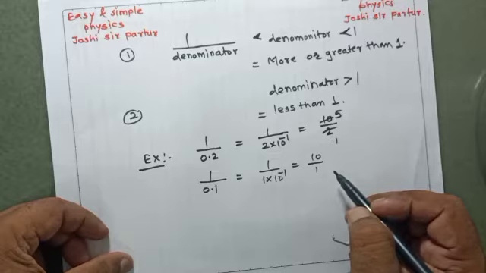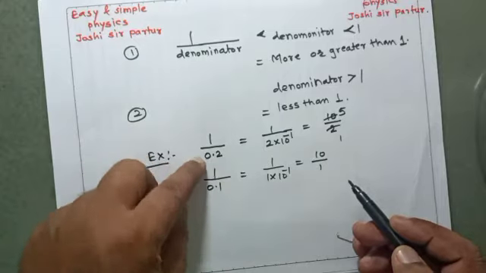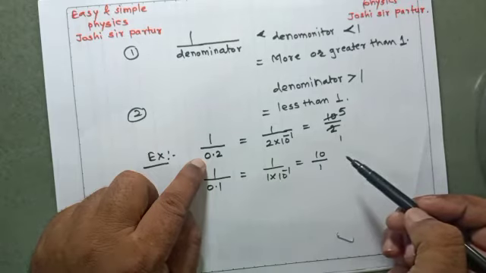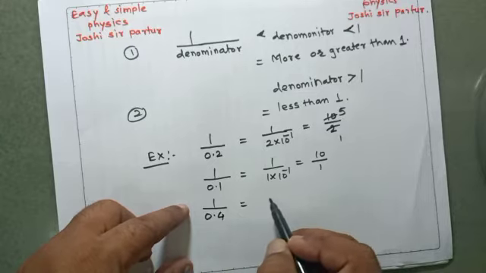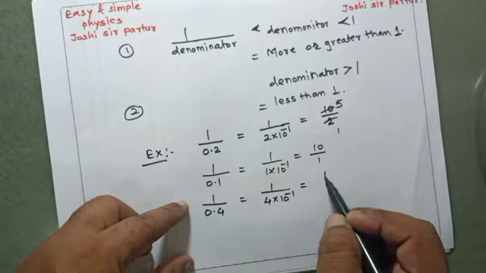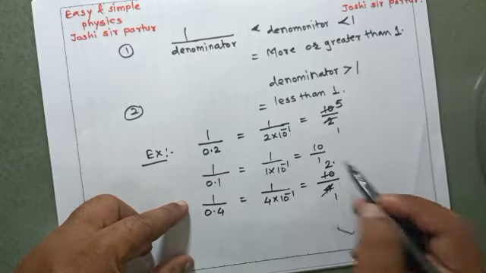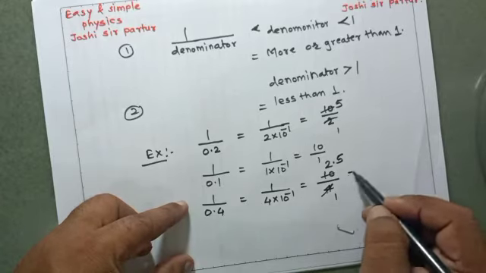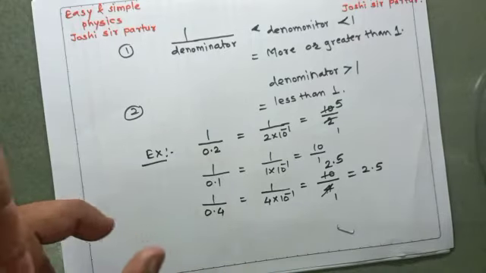So the first thing is, when the denominator is less than 1, your answer will be more than 1. Another example, suppose 1 upon 0.4 is there. What happens? 1 upon 4 into 10 raised to minus 1. So 10 upon 4. 4 ones are 4, 4 twos are 8, decimal point. 2 is remaining, so it becomes 20, 4 fives are 20. So the answer will be 2.5, which is greater than 1.